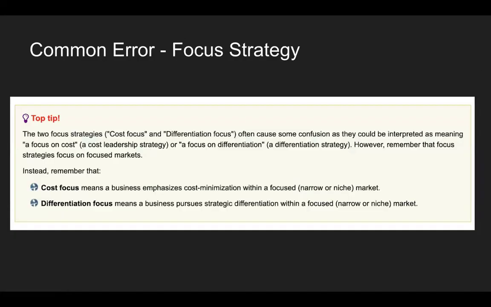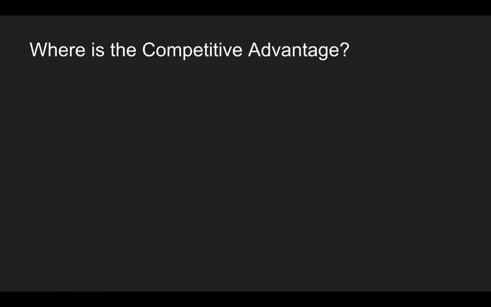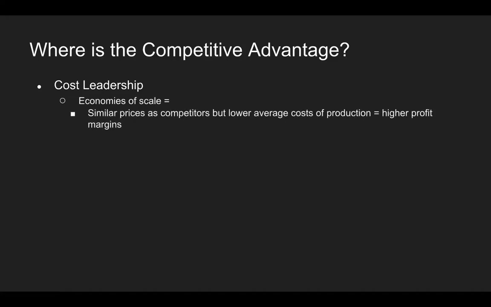Here's a common error. Take a moment to read this slide on the cost focus and differentiation focus. So where is our competitive advantage with each of these? This is where it becomes really important. If I have a cost leadership strategy, remember, I am looking at lowering my costs through mass production, mass scale, using economies of scale. Economies of scale give us lower average costs, right? Lower average cost of production.